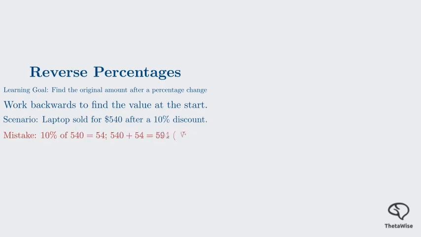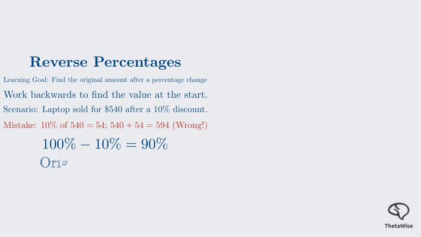A common mistake students make is to calculate 10% of $540 and add it back on. This is incorrect because the 10% discount was taken from the original price, not the sale price. To solve this correctly, think in terms of percentages. If the laptop was discounted by 10%, then $540 represents 90% of the original price. We want to find 100%.